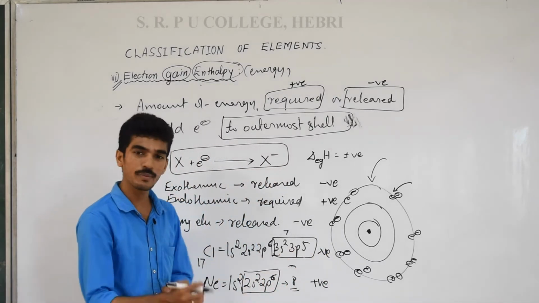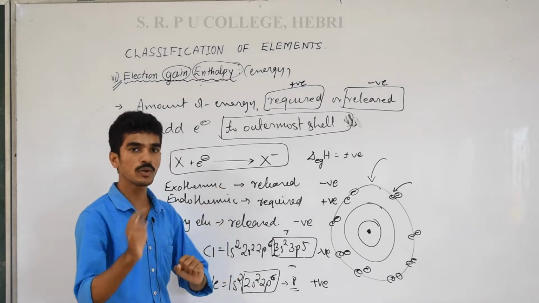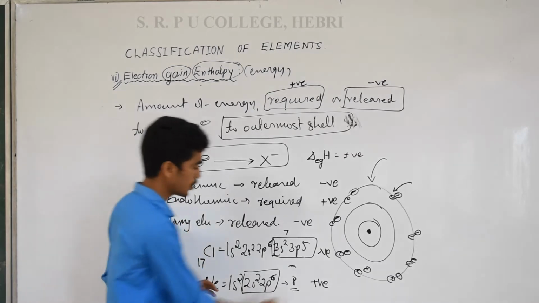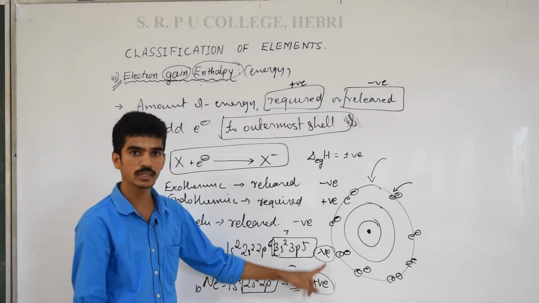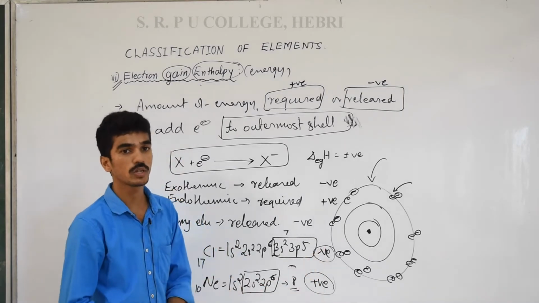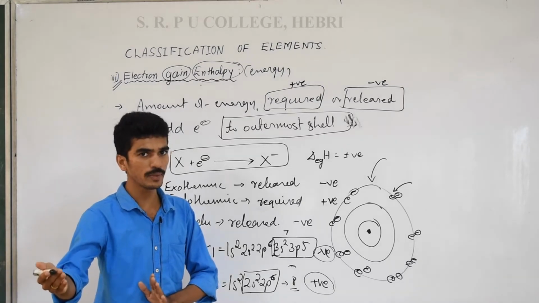Here to add one electron it is waiting, but here already 8 electrons are there. So one electron adding is difficult, but here one electron adding is easy. Okay, so here positive, here negative. Now it is an exothermic reaction and it is an endothermic reaction. Exothermic and endothermic reaction. But in ionization enthalpy which is easy.